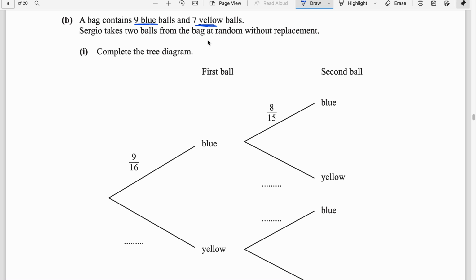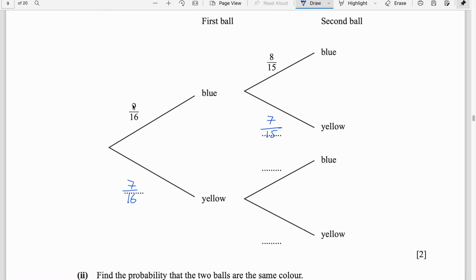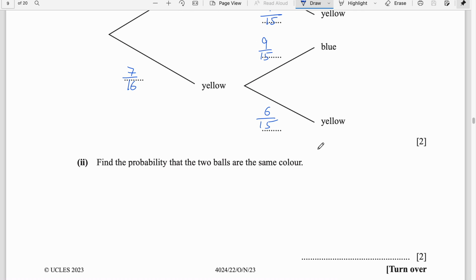B part. A bag contains 9 blue balls and 7 yellow balls. Sergio takes 2 balls from the bag at random without replacement. That means the total is decreasing. Complete the tree diagram. So 9 by 16 for blue, and for yellow it is 7 out of the total, that is 7 by 16. Once you take out a blue ball, yellow are still 7, but the total reduces, so 15. When you take out a yellow ball, blue are still 9, but the total reduces. One yellow is already taken, so it reduces, and the total also reduces. So that's your tree diagram.